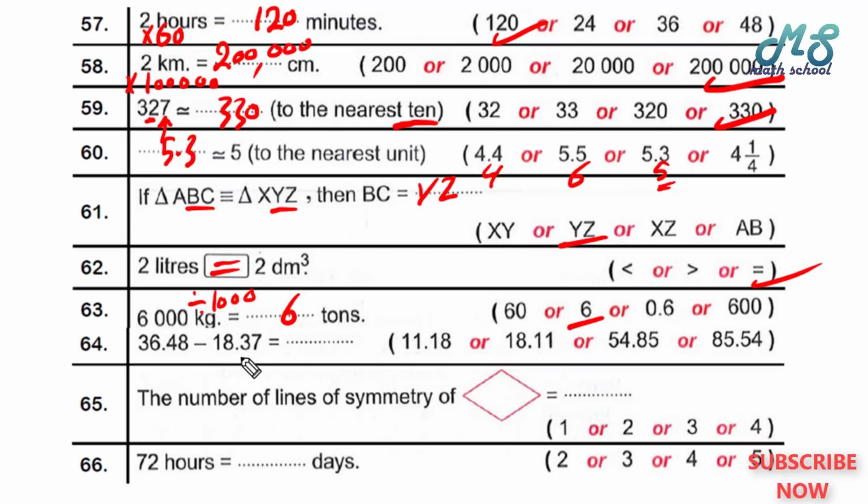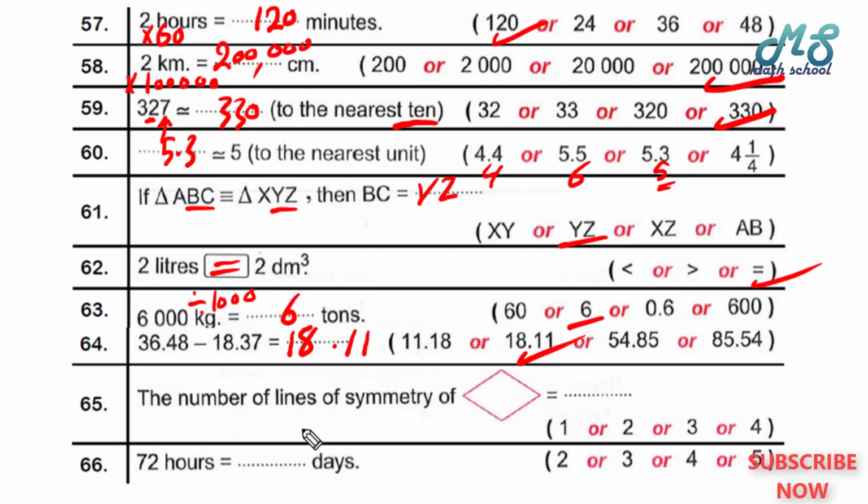36.48 minus 18.37. Here he is asking about subtraction, which you studied before. I say 8 minus 7 equals 1. 4 minus 3 equals 1. Bring down the decimal point. 36 minus 18 equals 18. So the correct answer will be 18.11.